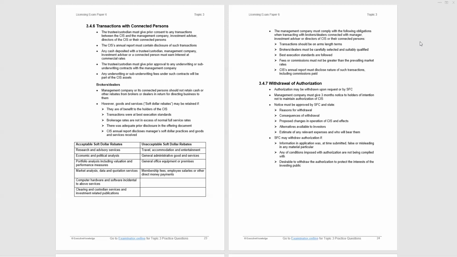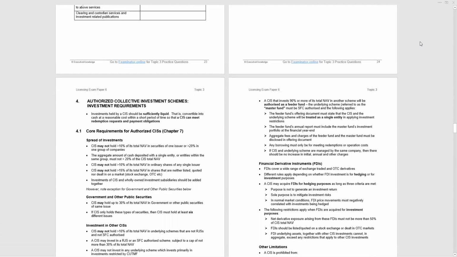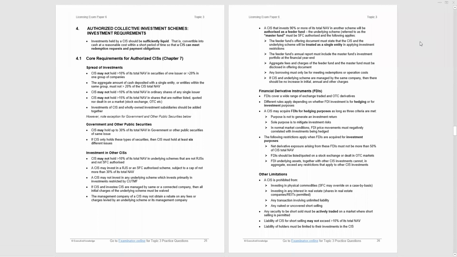The SFC may withdraw authorization if information in the application was false or misleading at the time of the application, any of the conditions imposed with the authorization are not complied with, or it is desirable to withdraw if it protects the interest of the investing public. So if things are not going right, if the SFC are not happy either with the information you've provided or what you've done subsequent to authorization, then they can withdraw the authorization.